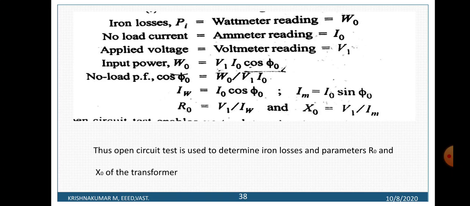Okay, clear. Then what else can we find? We can find the value of IW and the value of IM. How? IW is equal to I0 cos phi 0, IM is equal to I0 sin phi 0. And cos phi 0 is found as W0 divided by V1 I0. So by conducting the open circuit test, we can determine the iron loss and the parameters R0 and X0 of the transformer. Okay, I think this portion is clear.